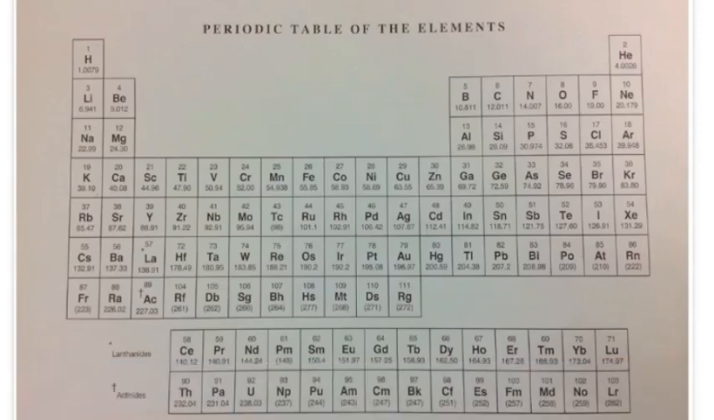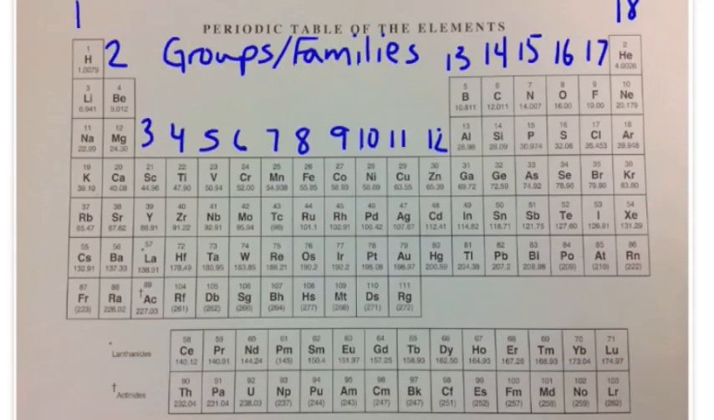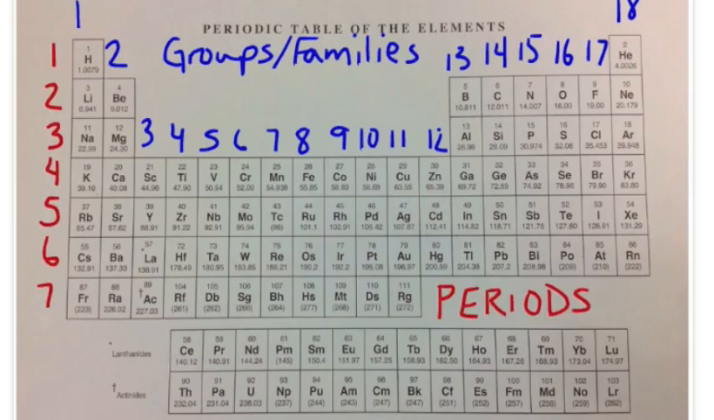What do you need to know about the periodic table? There are 18 columns on the periodic table. We refer to these columns as groups or families. We have 7 rows on the periodic table that we call periods.